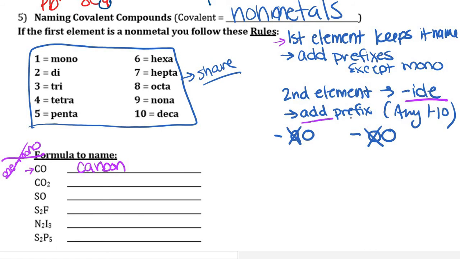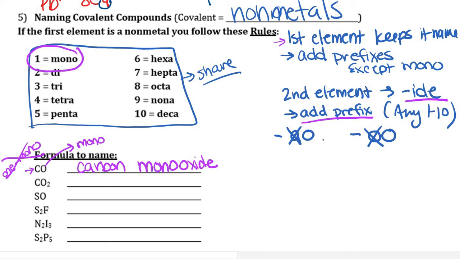But for the second element, we can add any prefix. So again, there is one, which means we're going to have mono again. So I'm going to write mono oxide. Again, I saw up here one is mono, so I get mono oxide.